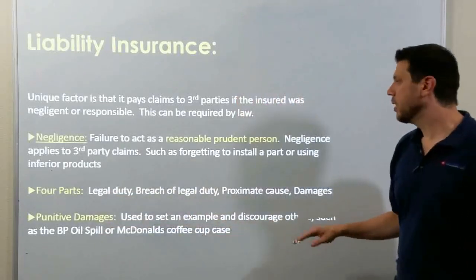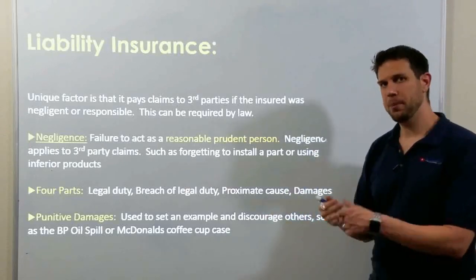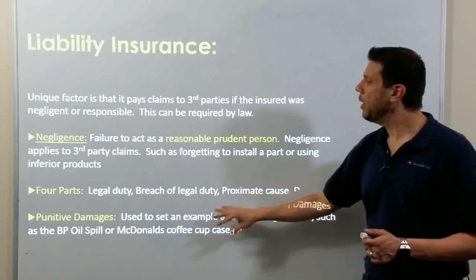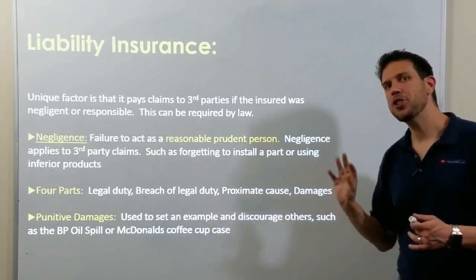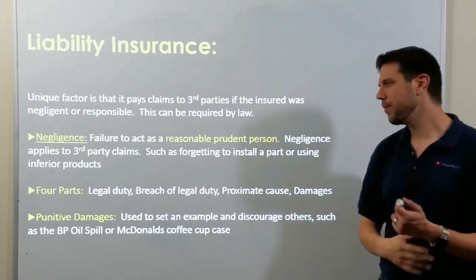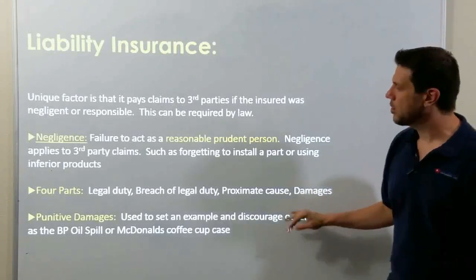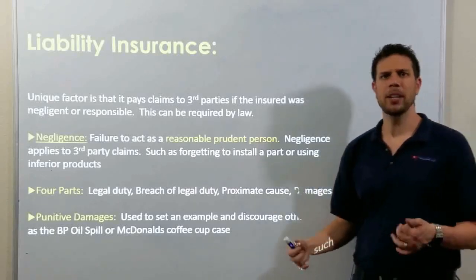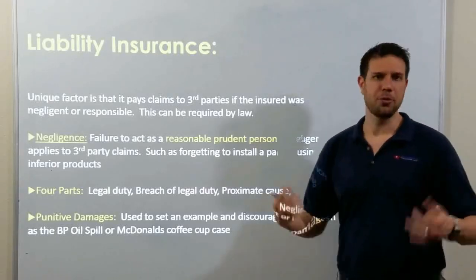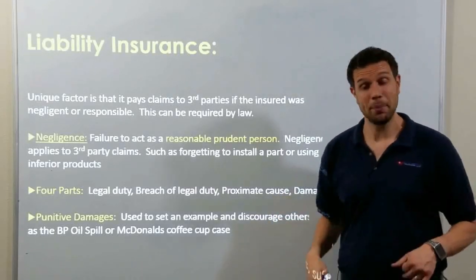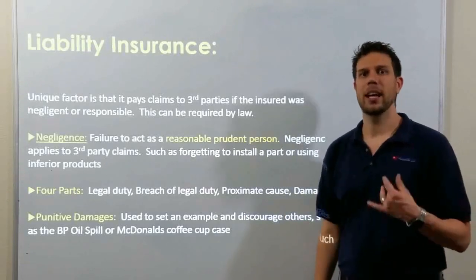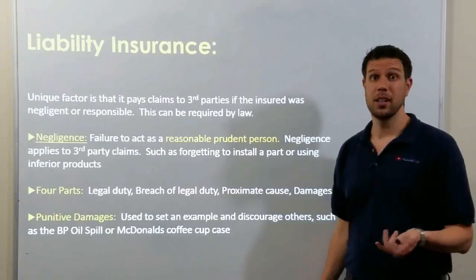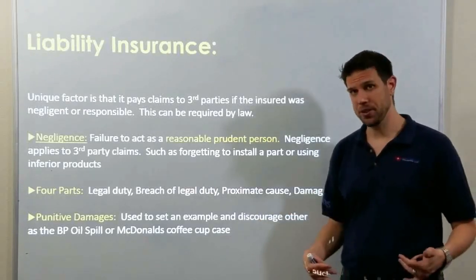Punitive damages are a punishment. Punitive damages, when awarded in lawsuits, are punishments to discourage unsafe business practices. So like most people like to talk about the McDonald's coffee cup case. Some woman bought coffee. She was driving and she spilled coffee in her lap. She sued McDonald's and initially the jury awarded her $2 million. It's a lot of money for spilling hot coffee on yourself.